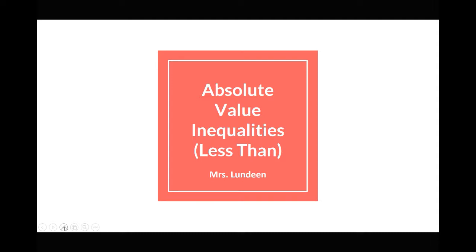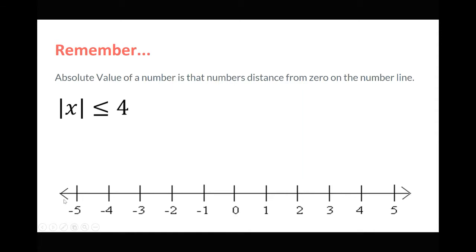Hey everybody, so today we are talking about absolute value inequalities that have a less than sign. I want you to remember that the absolute value of a number is that number's distance from 0 on the number line. For example, if I have the absolute value of x is less than 4, I am talking about anywhere where you could pick a number and its absolute value would be less than or equal to 4.